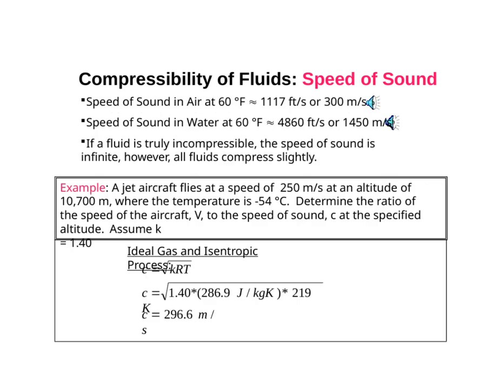Let's talk about the speed of sound in different fluids. At 60 degrees Fahrenheit, sound travels roughly 1,117 feet per second in air, but much faster in water, about 4,860 feet per second. This difference happens because fluids compress slightly, and if a fluid were truly incompressible, sound would travel infinitely fast. For example, a jet flying at 250 meters per second at high altitude, where it's much colder, moves at a speed close to the local speed of sound, which here is about 297 meters per second. This ratio helps us understand how compressibility affects sound and flight.